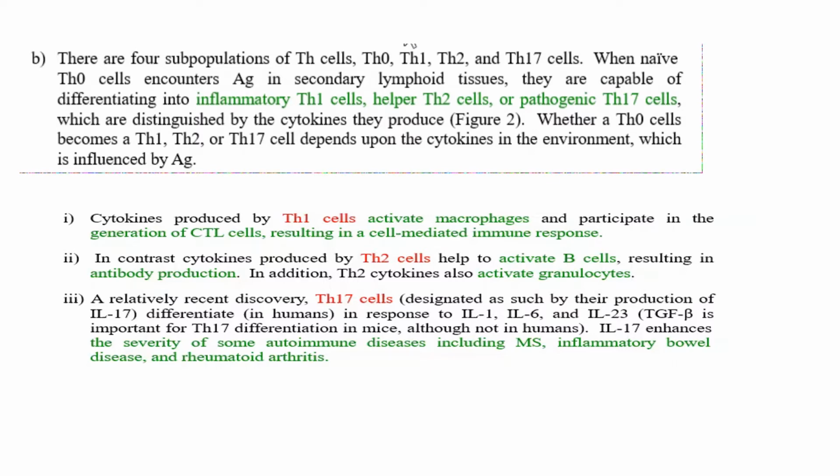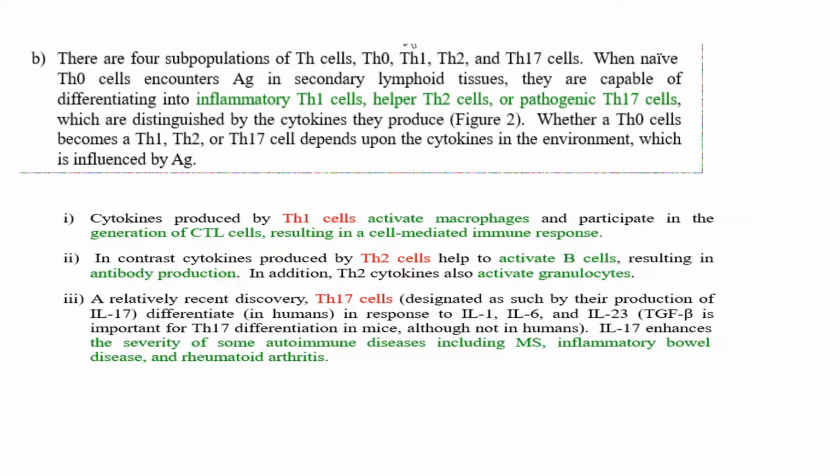How will it be differentiated? Which type of T helper cells will be differentiated depends on the cytokines present in the environment in relation to the antigen. So, they are distinguished by the cytokines they produce. Whether the T helper 0 cells become T helper 1, T helper 2, or T helper 17s depends upon the cytokines in the environment, which is influenced by the antigen presented by the antigen presenting cells.